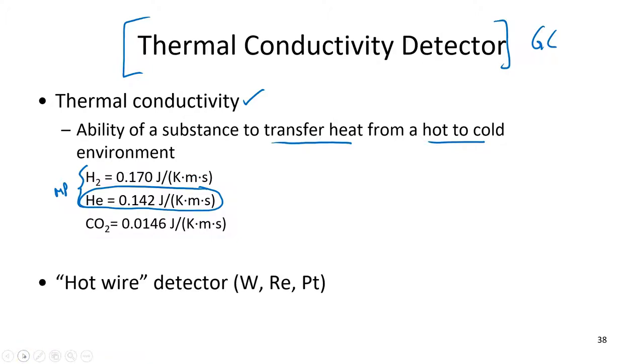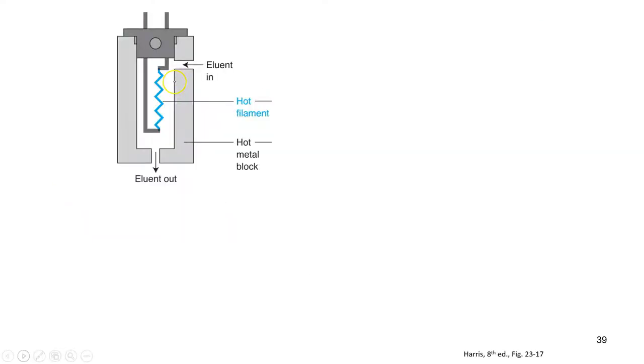Another name for the thermal conductivity detector is a hot wire detector, usually made of tungsten, rhenium, or platinum, and you'll see why on the next slide. Here's a diagram of the thermal conductivity detector, and it does in fact contain a hot wire, and this is where mobile phase is coming in from the column, and this is where it leaves.